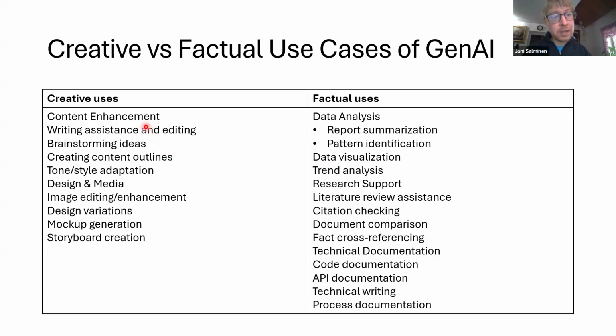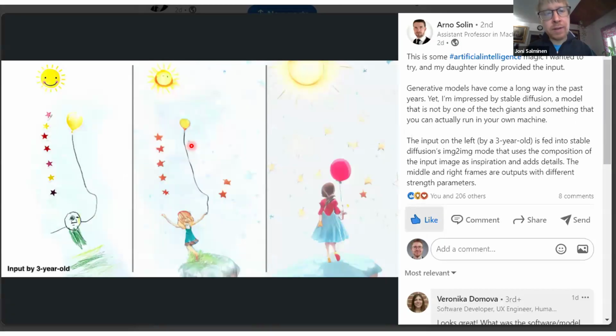For creative use cases, like the ones we discussed in the previous slide, it's very good for brainstorming and for generating content, given that we sort of know what we want and we know how to evaluate the usefulness or the quality of the content. But yeah, I think this was a nice illustration of the creative abilities. So input by a 30-year-old and then transformed by AI into the final picture. It looks like magic, right?